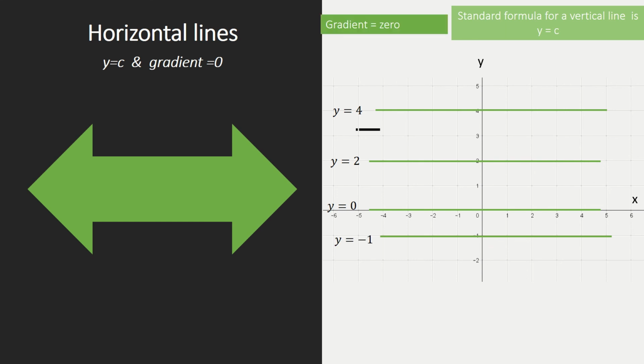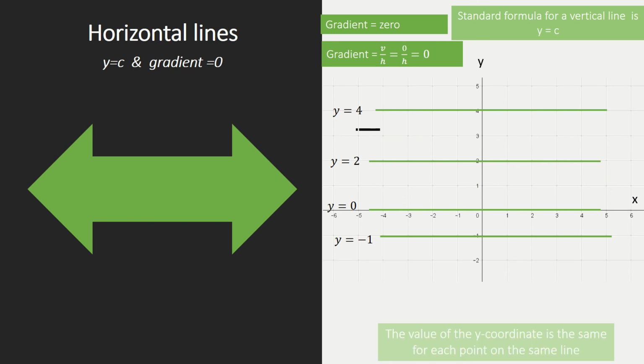Again, we have a gradient this time. Its gradient equals 0, because when we go vertical divided by horizontal, we do not go any steps vertically. We only go steps horizontally. And we know that when we divide 0 by any other number, our answer will be equal to 0.